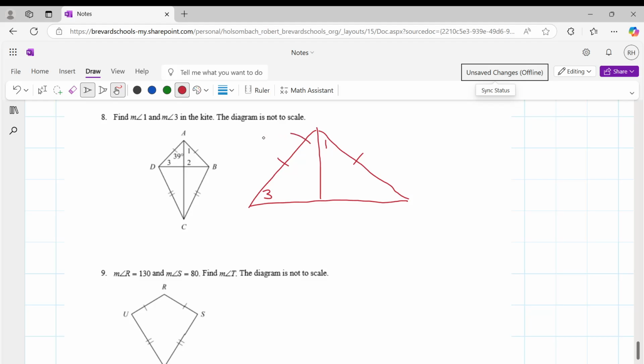Well, this angle is 39. Diagonals of a kite are perpendicular, so they intersect at 90. So when two lines or segments intersect and one angle is 90, all the angles are 90. So the measure of angle 2 right here is 90 degrees. They didn't ask for that, but it's 90 degrees. In the top of this kite, this diagonal bisects angle A. So if the angle on the left is 39, then angle 1 is equal to 39 degrees.